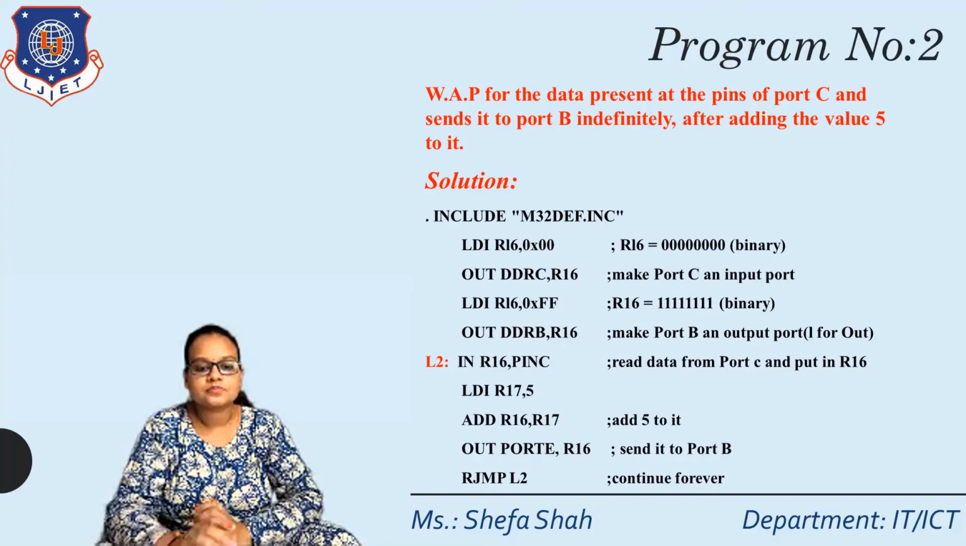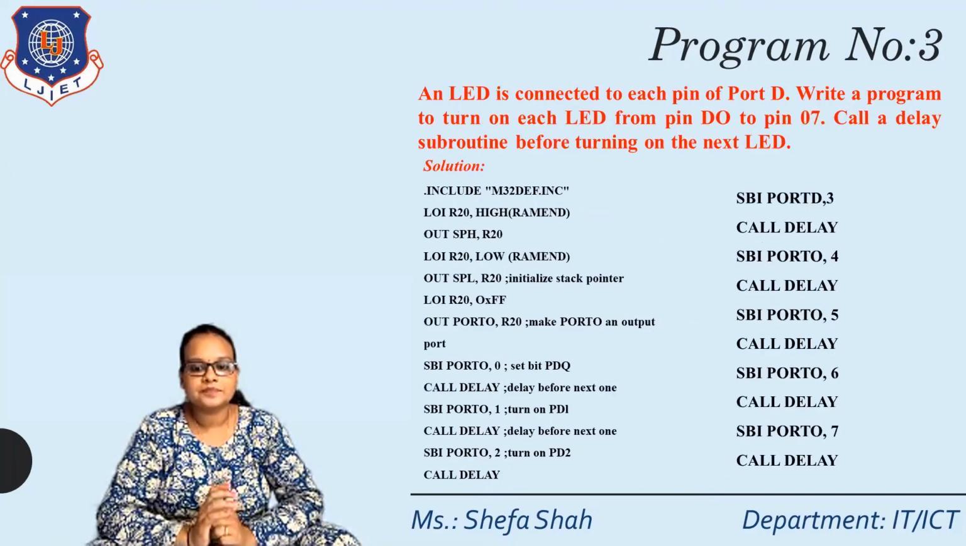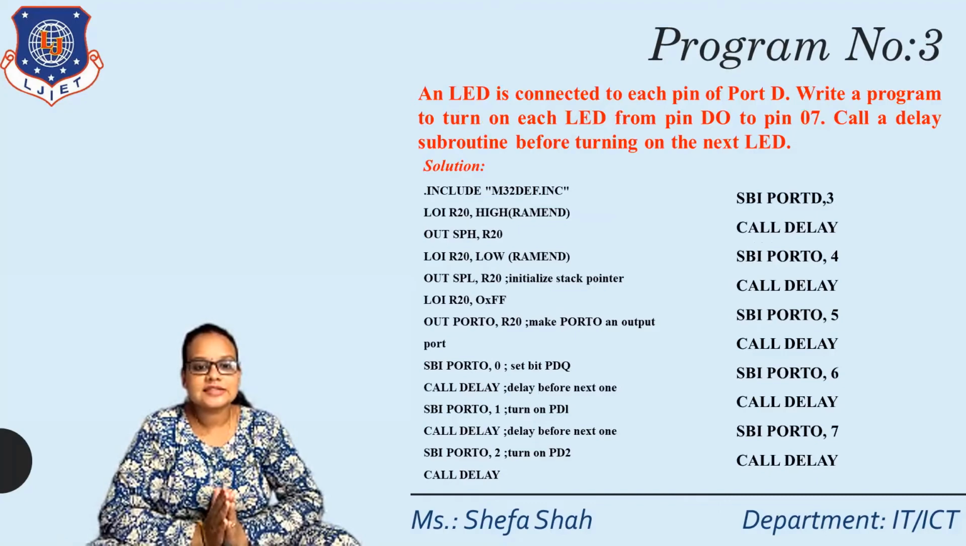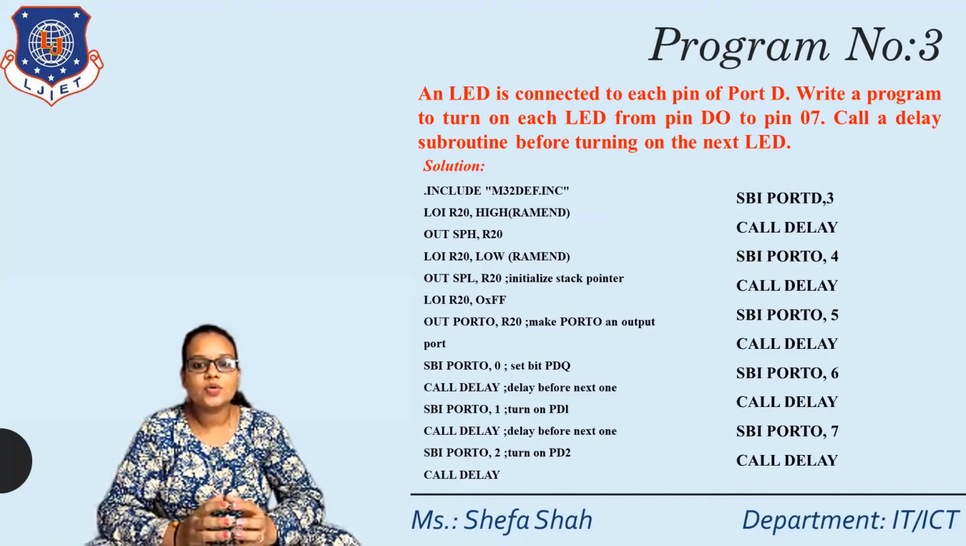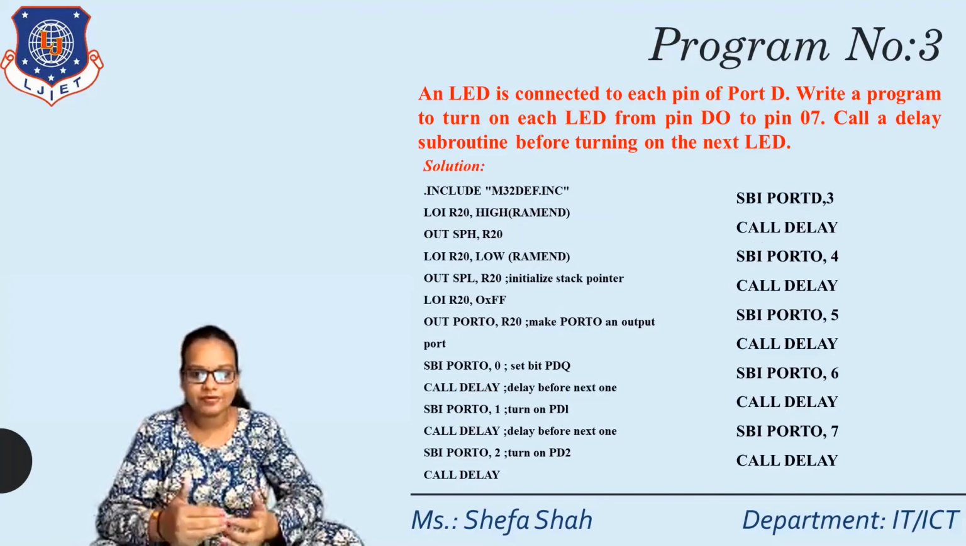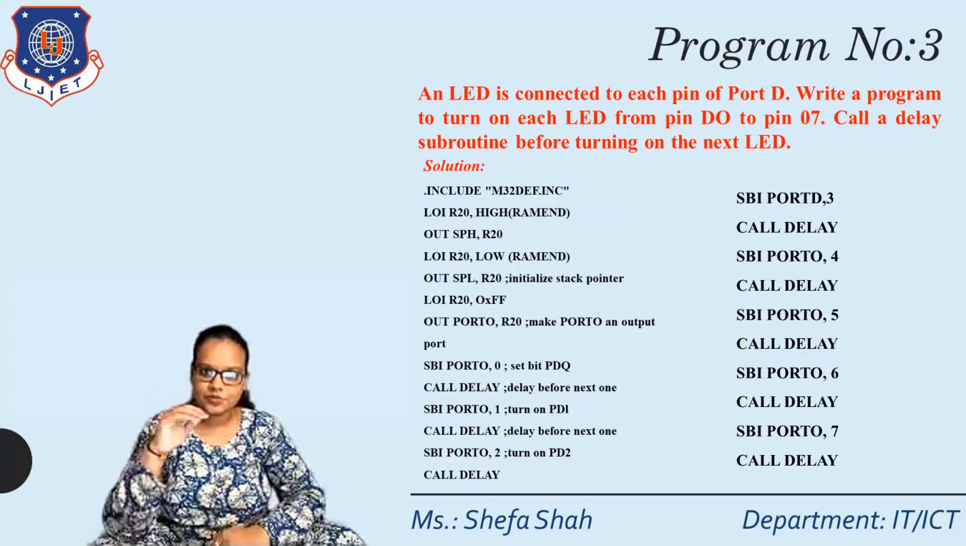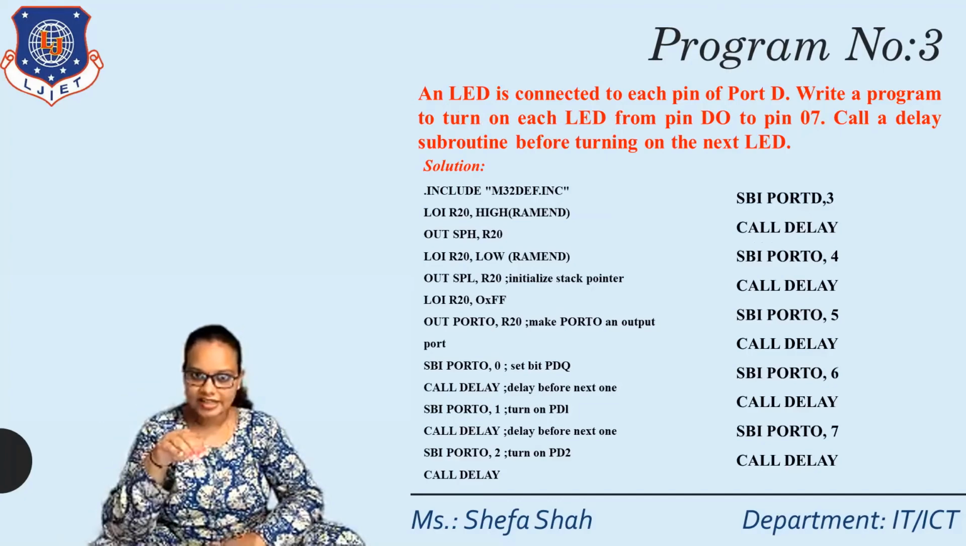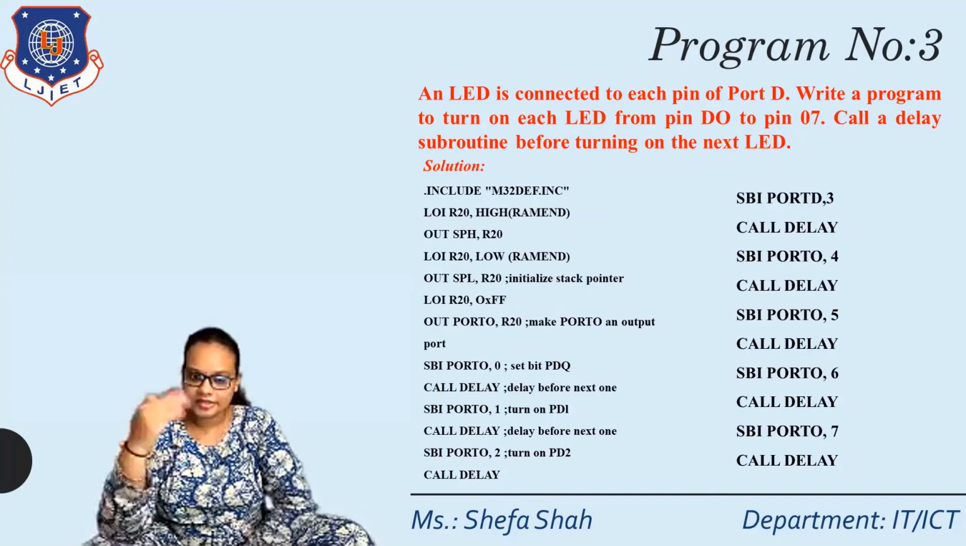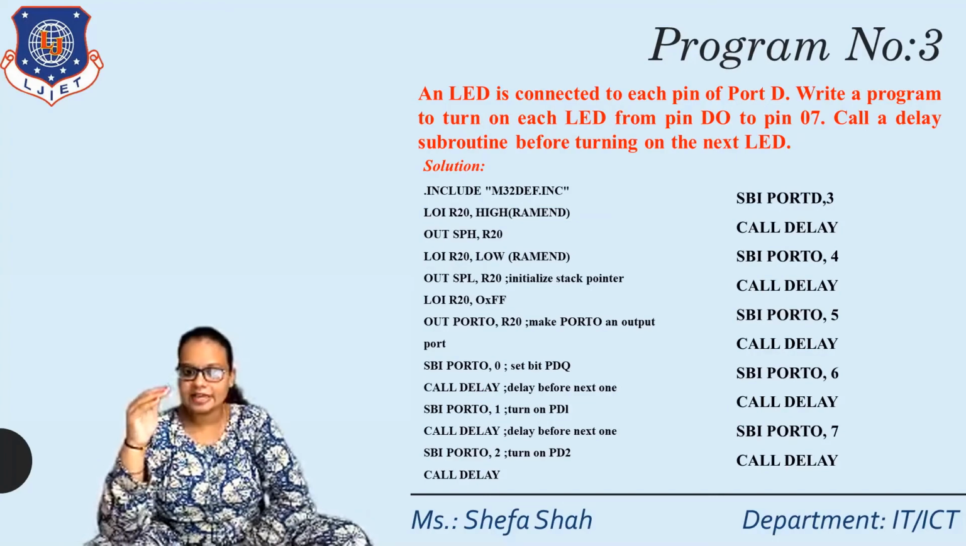Now next, that is program 3, right? So what does this program 3 say? An LED is connected to each pin of port D. Write a program to turn on each LED from pin D0 to D7, right? So all the pins should be turned on one by one. Call a delay routine before turning on the next LED. That means once D0 is turned on, there will be some delay, then D1 will be turned on, then D2, similarly till D7, right?